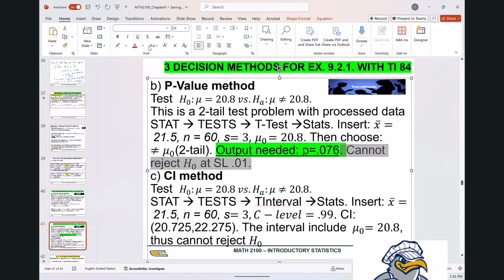And the same thing for the confidence interval method, where you use the interval, and I think we have it before. It does include the value under the null mean, so you cannot reject the null.